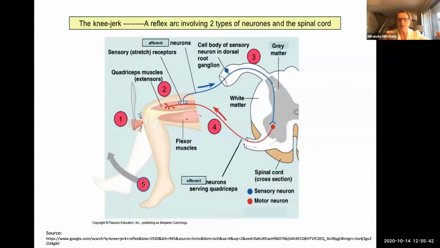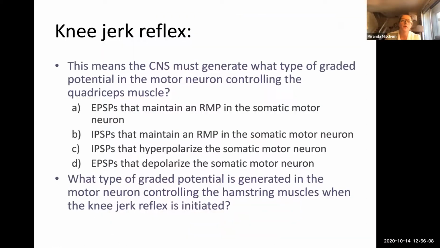So that part's not shown on the figure yet. We'll get to it. But keep in mind that with our antagonistic muscle sets, our pairs, one is active and one is inhibited. And this is due to different neurotransmitters. So acetylcholine, again, is an example of the excitatory neurotransmitter. So in order for the knee jerk reflex to happen, what type of graded potential is needed in that quadricep?